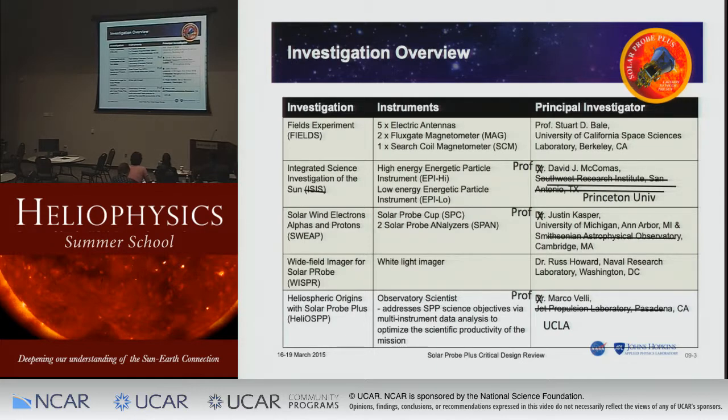There's a white light imager. I think I maybe have a movie of this, which is called WISPR, led by Russ Howard from NRL. This is a camera that measures white light, again, Thomson scattered white light. So it's measuring plane of the sky electron densities looking in the direction that the spacecraft is moving. As we fly past the sun at 200 kilometers per second, this is going to be looking in the direction that we're moving. So it'll see the stuff that comes at us. And it looks from down to about, I think, 2 solar radii. So it doesn't look directly at the sun.